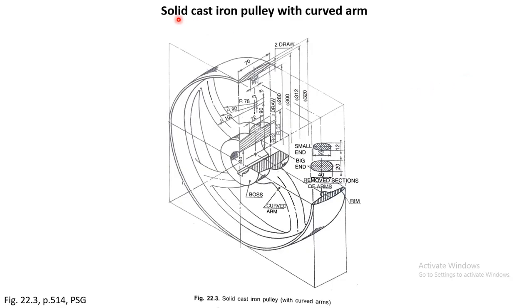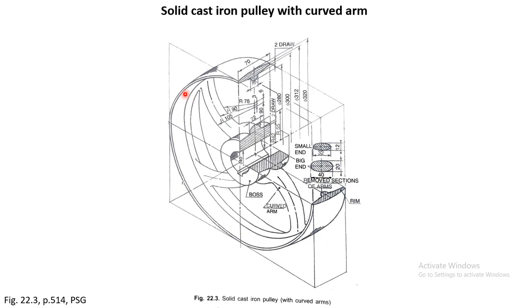There are different types of pulleys. For example, one is called the solid cast iron pulley with curved arms. This is made of cast iron, and the whole thing is one single integral piece. They are cast all together, so the rim, the hub, and the arms are all cast together, so they are an integral part. And these arms are curved, and the cross section is elliptical.